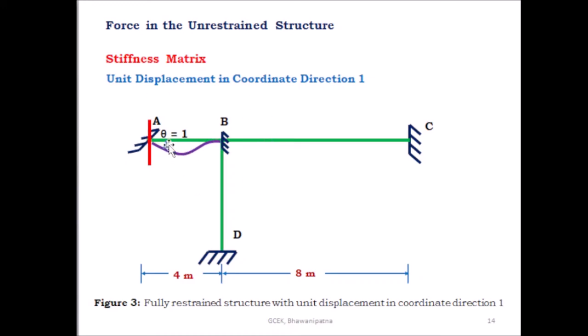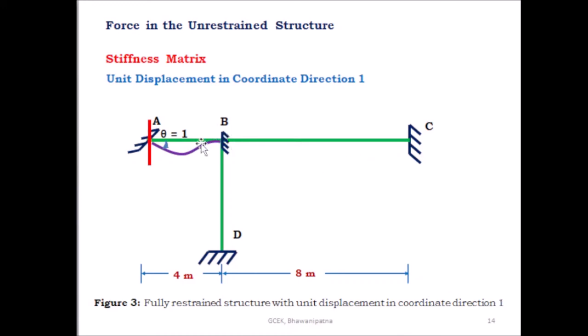Let us take the unit displacement at coordinate 1. So this is coordinate 1 and this is coordinate 2. Let us take the unit displacement at coordinate 1, theta is equal to 1. Due to this unit displacement, find out the force at coordinate 1 and the force at coordinate 2. So this is the fully restrained structure with unit displacement given at coordinate direction 1.